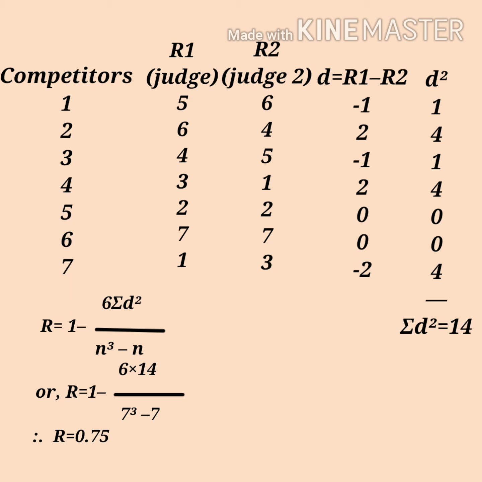Why is it 7? Because the total number of competitors here is 7, meaning the total number of observations is represented by n. Clear? And after doing all the mathematical operations, we get the answer, that is 0.75. So the value of Spearman's rank correlation coefficient R is 0.75. Clear? Now come to another type of math where the rank is not directly assigned.